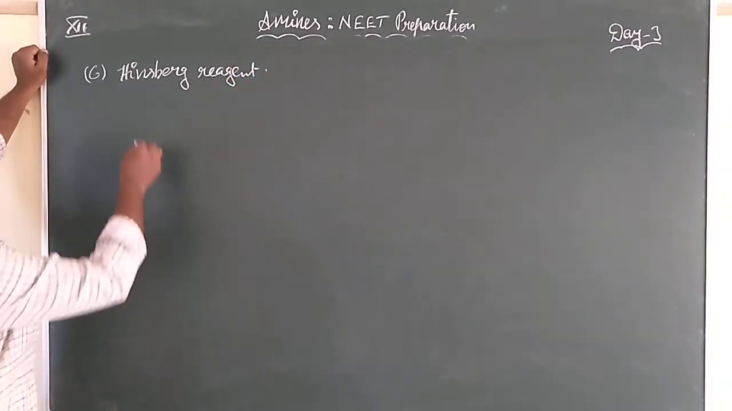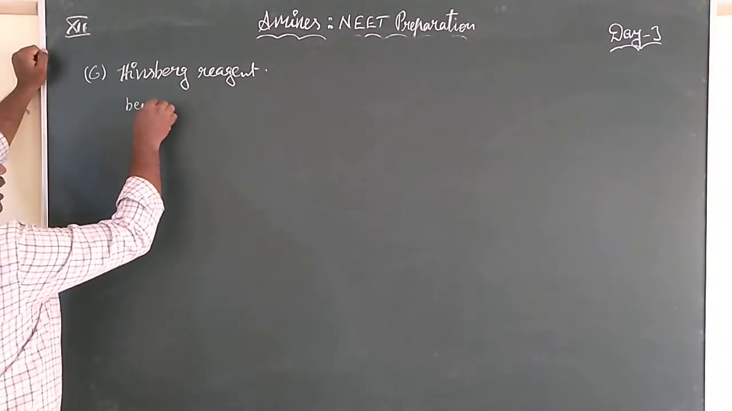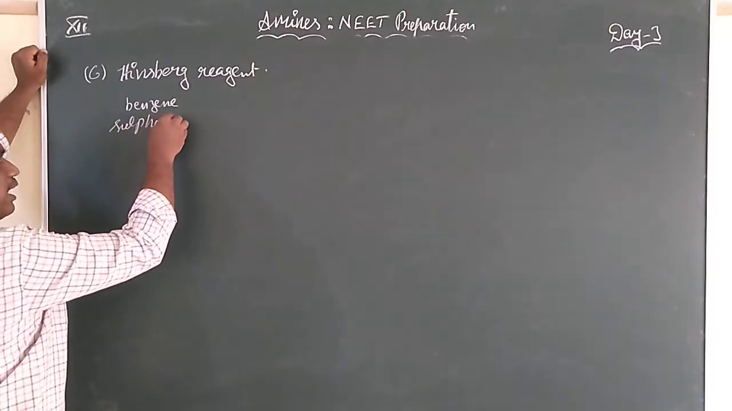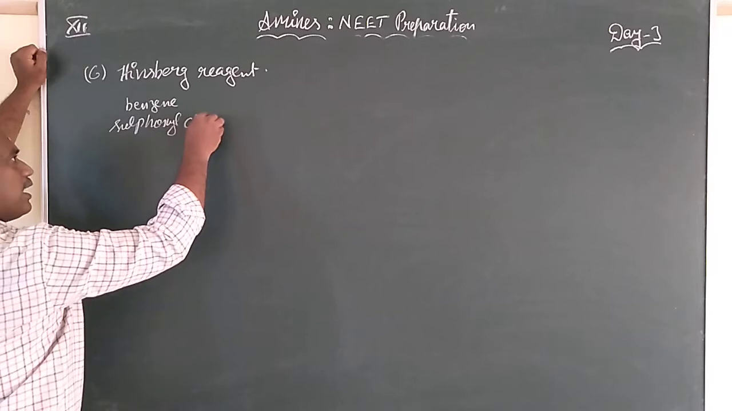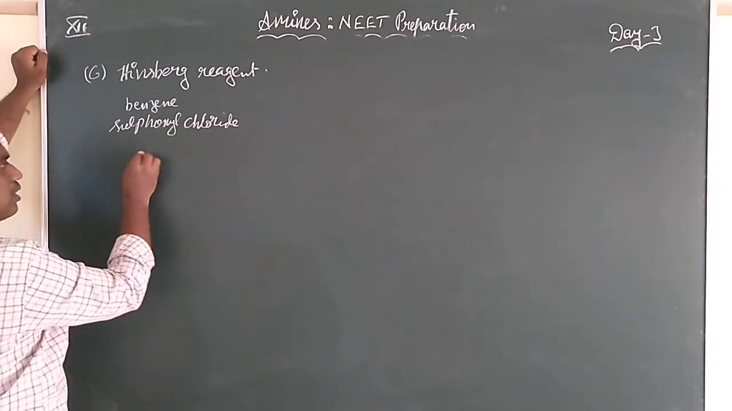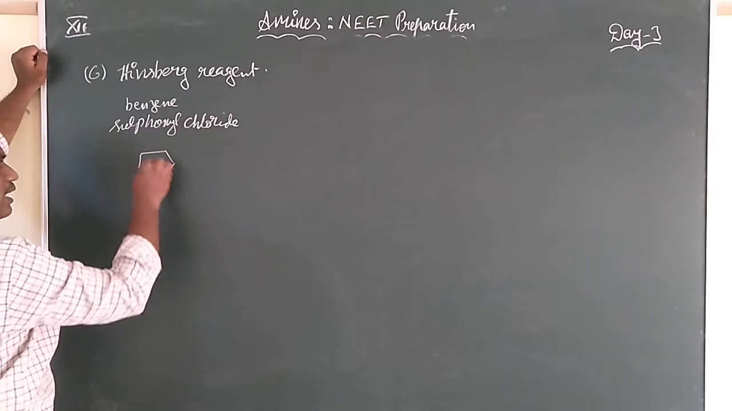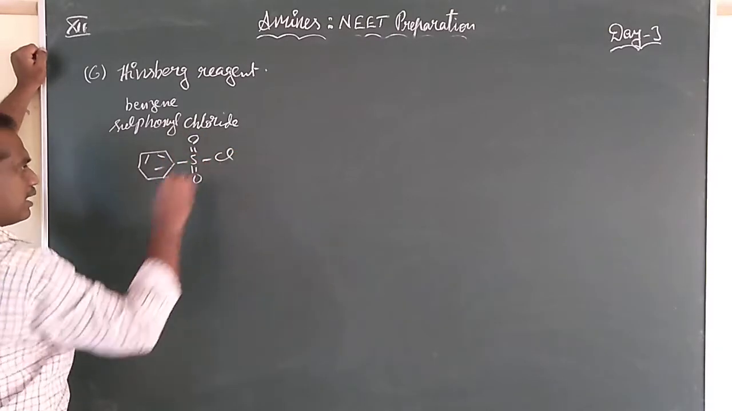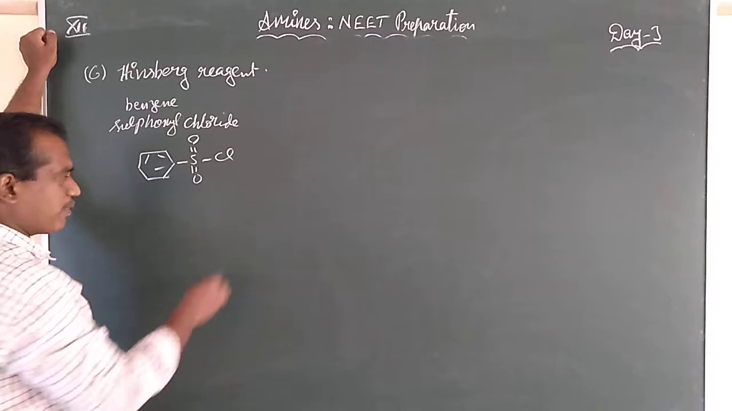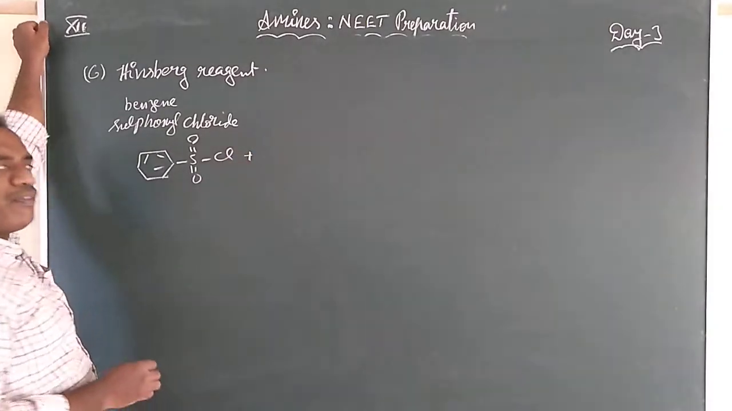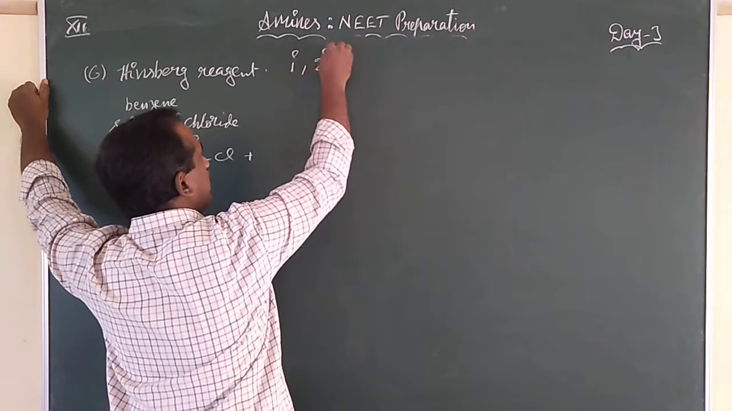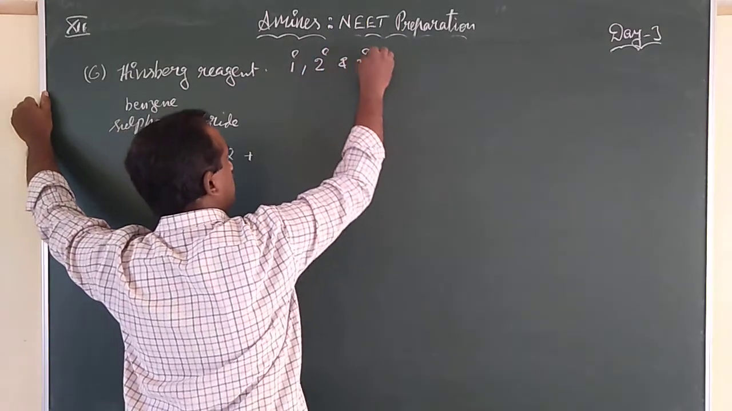Hinsberg reagent: benzene sulfonyl chloride. Benzene sulfonyl chloride is called the Hinsberg reagent. What is the formula of benzene sulfonyl chloride? Benzene is there, the double bonded oxygens are there, and Cl is there. It is called benzene sulfonyl chloride. It is used to distinguish between primary, secondary, and tertiary amines.